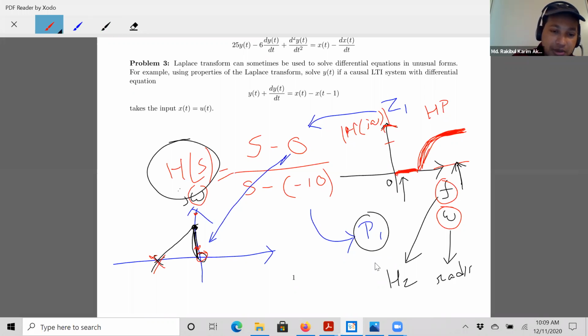So why am I saying the frequency is very low? This is the j omega axis, right? When the point is way up here, that means omega is very high. When it is only near zero, like here, that means omega is very small.